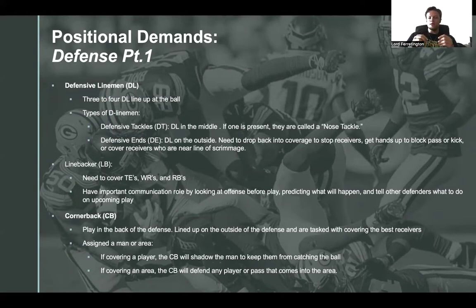Then you have the DEs or the defensive ends. They're on the outsides. They need to drop back into coverage to stop receivers, get their hands up to block a pass or kick, or cover receivers near the line. Linebackers are a middle ground between the defensive line and the back of the defense. They need to cover tight ends, wide receivers, and running backs, and they are essentially the quarterbacks of the defense.